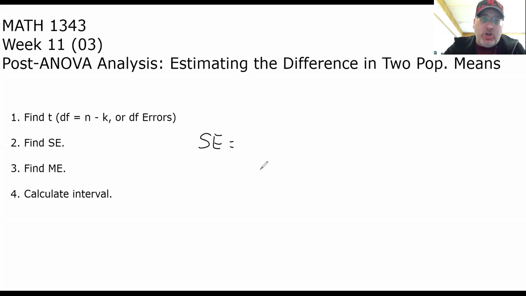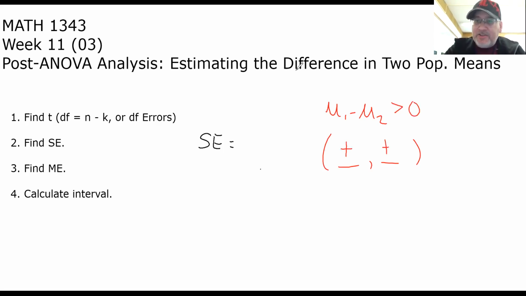I want to remind you that when we come up with this estimate, there's one of three things that can happen. Specifically, when you're estimating mu1 minus mu2, and you get an interval from one number to another, if both numbers are positive, that means we're confident that that difference is positive, which means we're confident that the first mean is greater than the second.